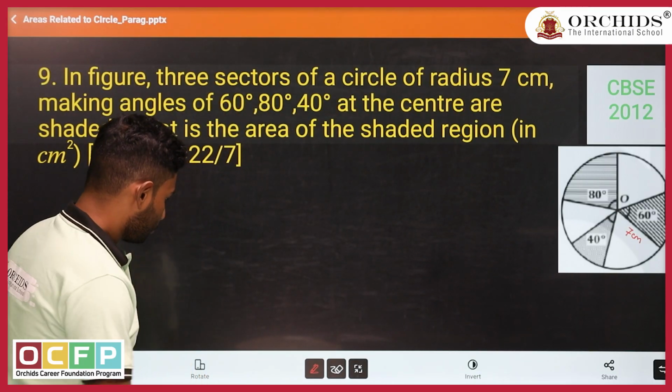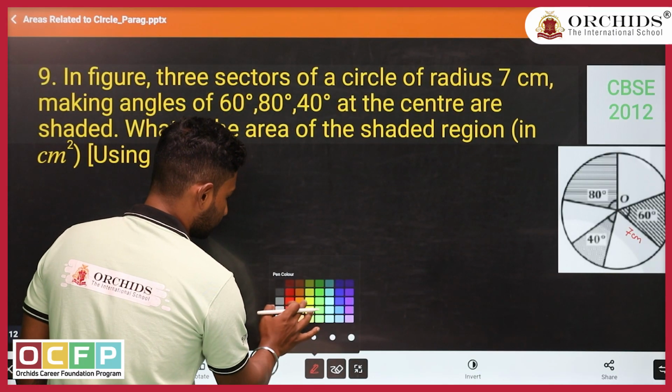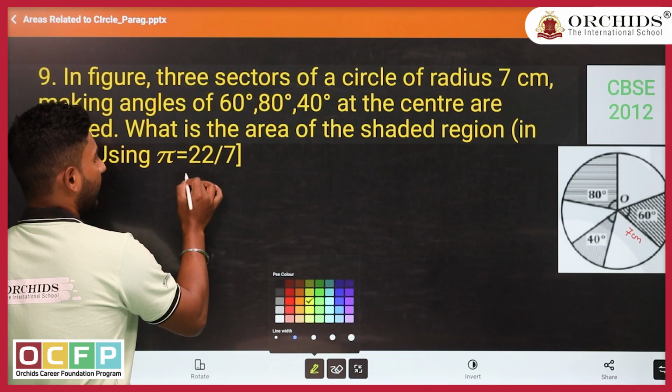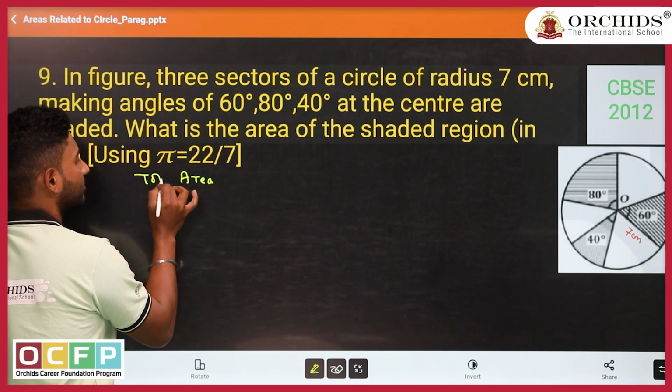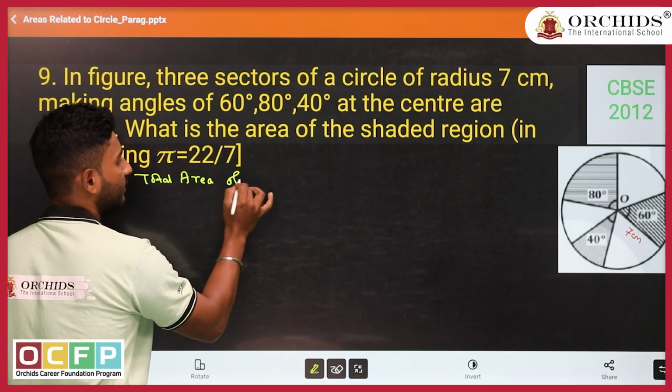Fine. So let us make a formula. How to make a formula? Area of all 3, or I'll write total area. Total area of the sectors.